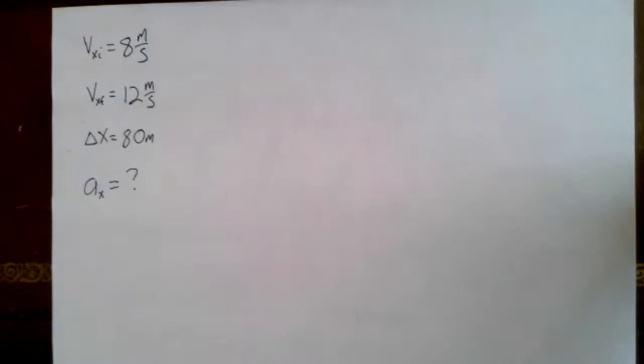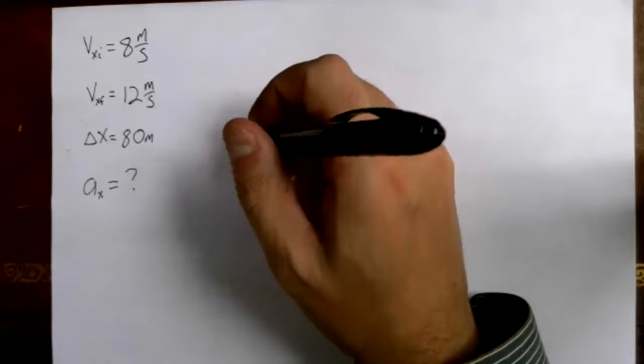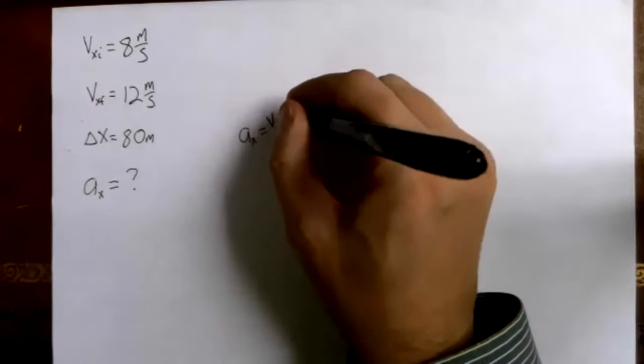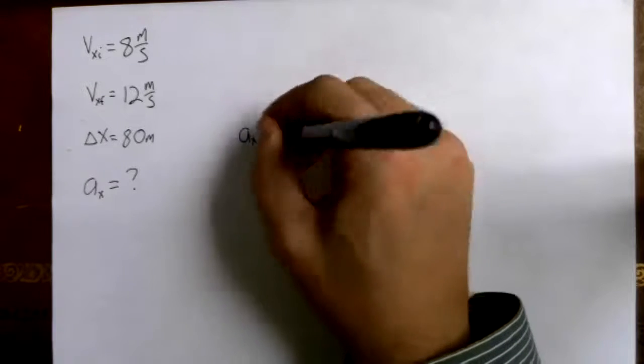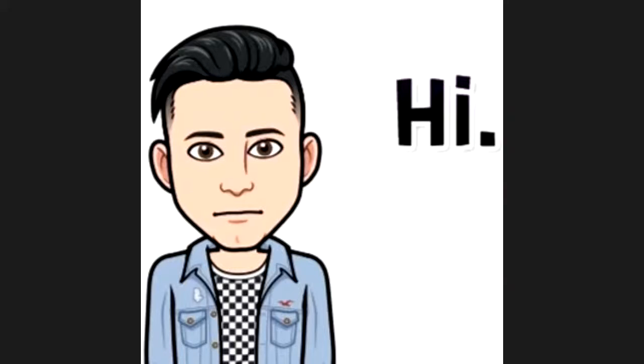Good. So we've got VXI, VXF, delta X, and AX written down. Which big four equation is that going to be? Wouldn't it be AX equals the final velocity minus the initial velocity over delta X? That's a good thought, but the equation for acceleration that you're thinking of is final velocity minus initial over time, not delta X. So it's not going to be that one. It's going to be the last one.